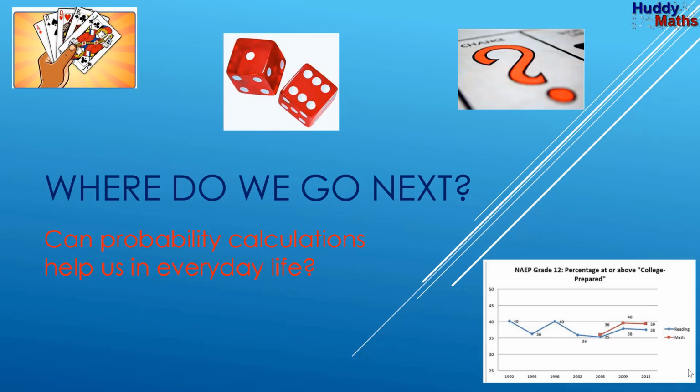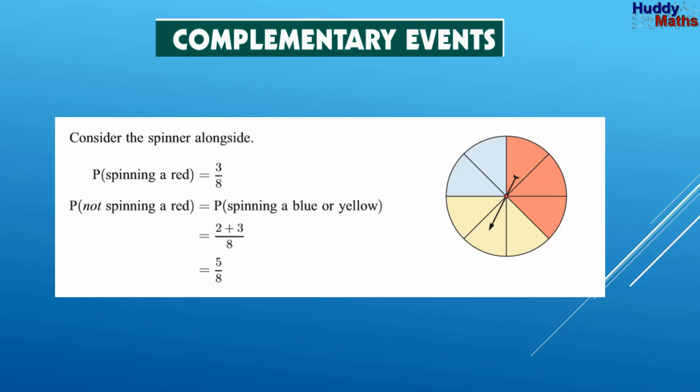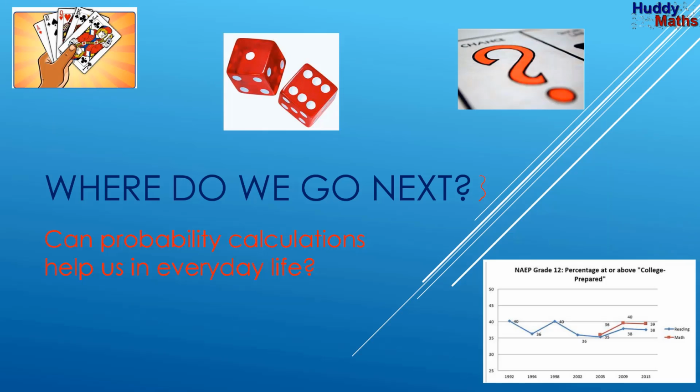And have a look here. Where do we go next? We've been doing a lot of probability, and here it is again. But you must be questioning now, what can we do with probability? Let's go back again. So here, what can we do next? Okay, and here's the question. Can probability calculations help us in everyday life?